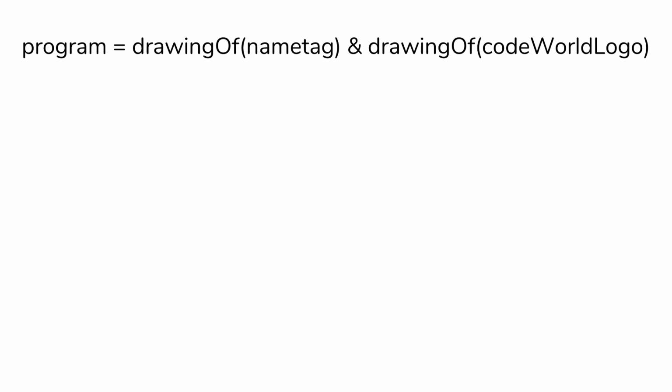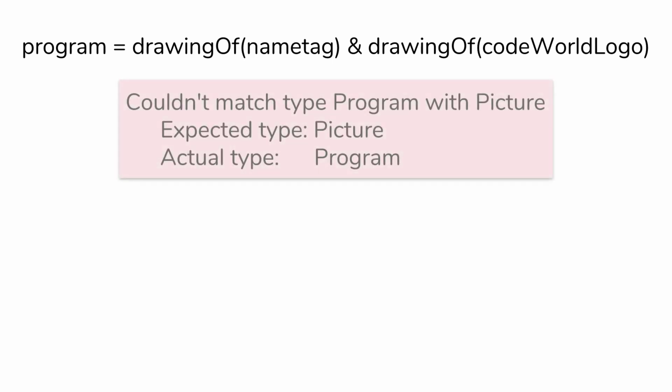Remember that drawing of was a function for turning name tags into computer programs. But the and sign or on top of operator only works on pictures, not on computer programs. So if you wrote this code and tried to run it, you would see an error message, this one right here. This is just the computer telling you that this AND operator expected to be used with pictures, and it found programs instead. So how can you fix this? Simple. Just move the AND sign to the argument of the drawing of function, which is a picture. That looks something like this.